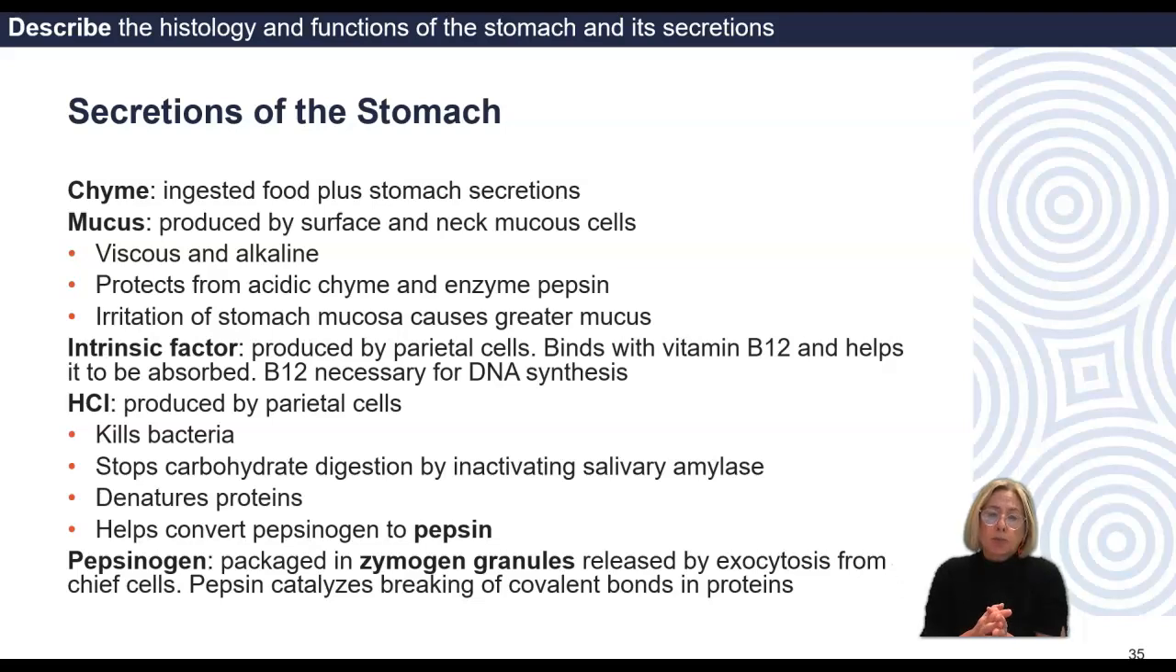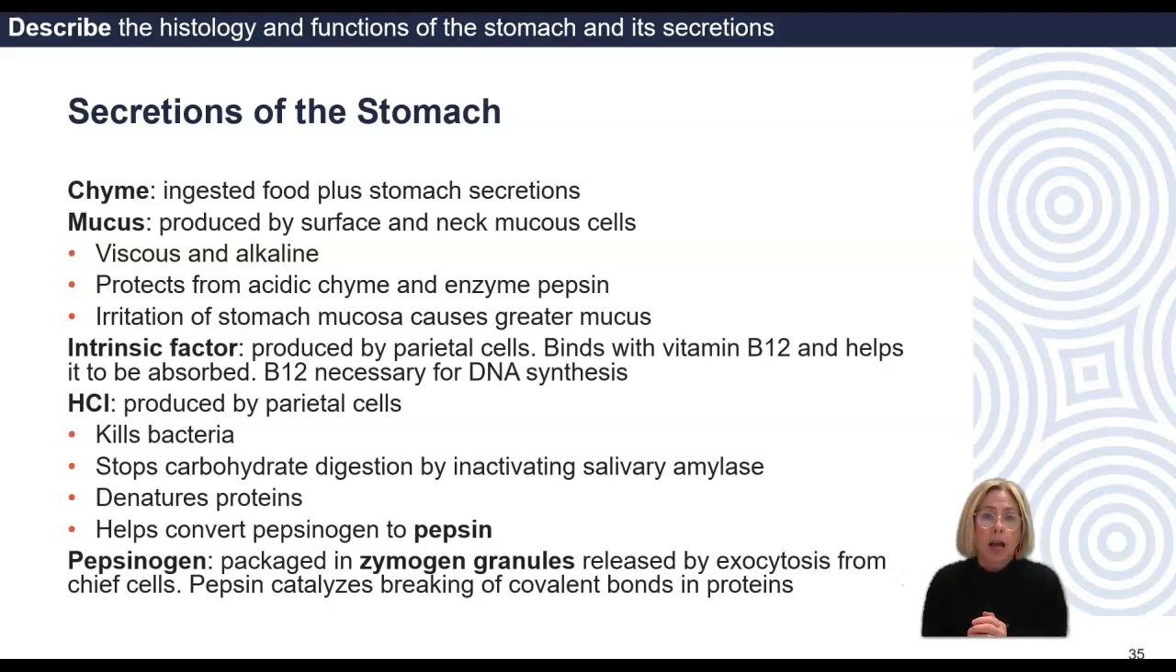Intrinsic factor is produced by parietal cells. It binds with vitamin B12 and helps it to be absorbed. And B12 is necessary for DNA synthesis. Hydrochloric acid is produced by parietal cells. It kills bacteria because it's got a very low pH. It stops carbohydrate digestion by inactivating salivary amylase. It denatures proteins and it helps to convert pepsinogen to pepsin.